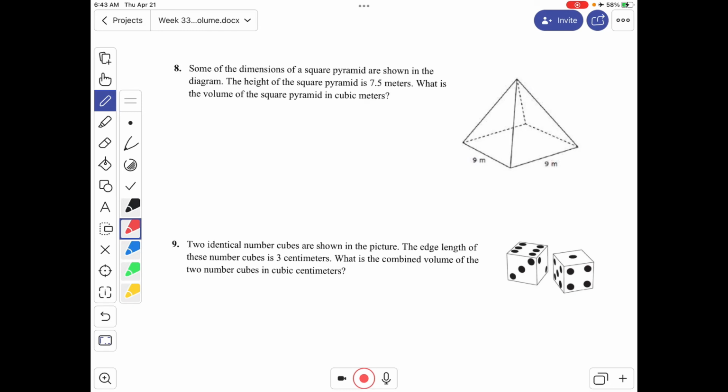Number 8, some of the dimensions of a square pyramid are shown in the diagram. The height of the square pyramid is 7.5 meters. What is the volume of the square pyramid in cubic meters?